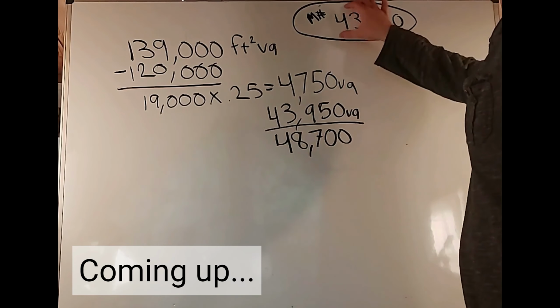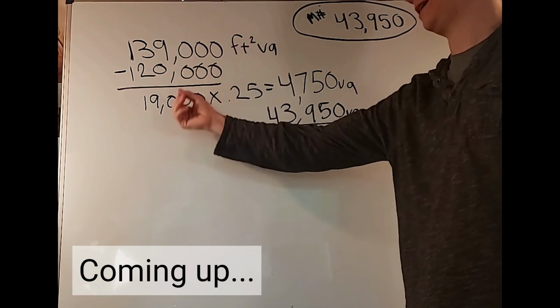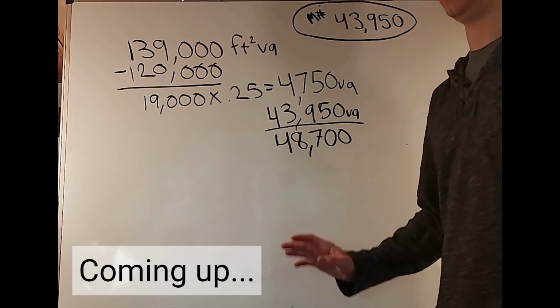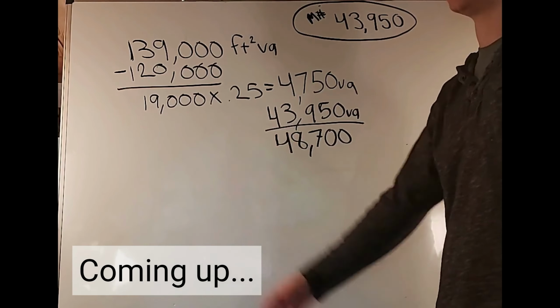All I had to do is get my magic number first. I already took care of 120,000, so I could subtract by that. All I have left over is the last section, which is at 25%, the remainder over 120,000.